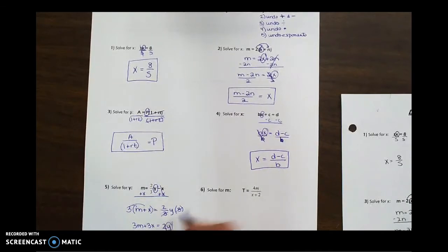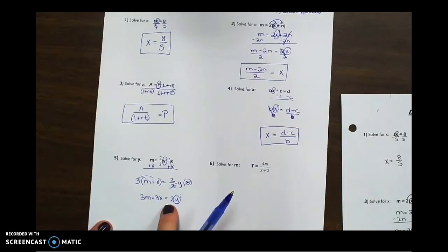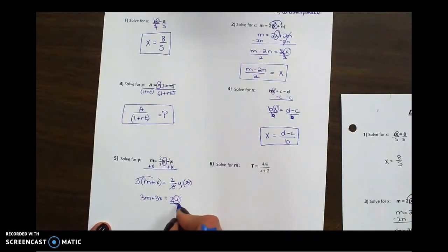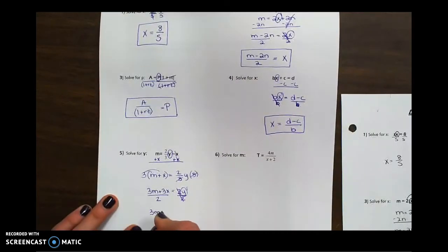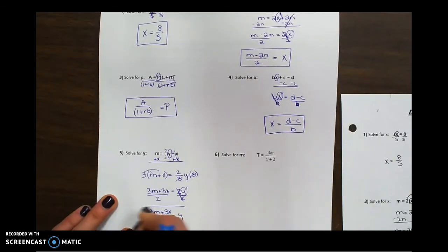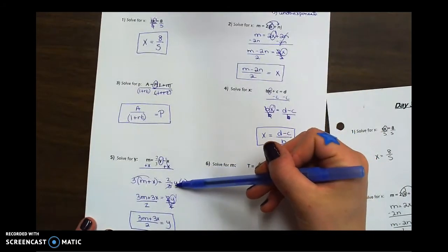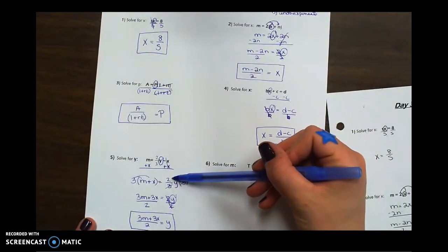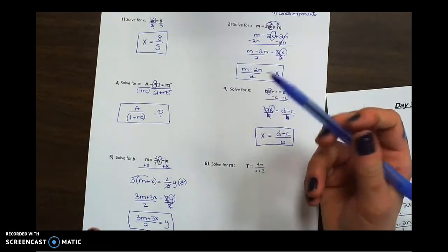Now, again, here's my y. So next, we're going to undo your multiplication. So here the 2 is being multiplied to the y, so we're going to divide by 2. So my 2's cancel, and my final answer here is going to be 3m plus 3x all over 2 equals y. So when you have a fraction, just think of it as you're dividing by the bottom number and multiplying by the top number. Now, some of you may also realize that you can also just multiply by the reciprocal. You may also do that as well.